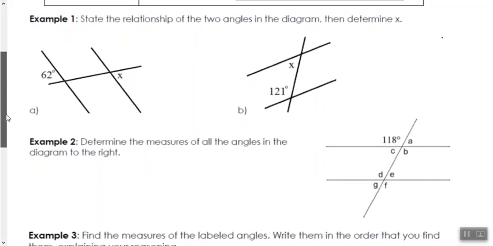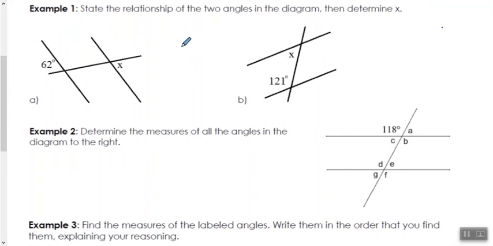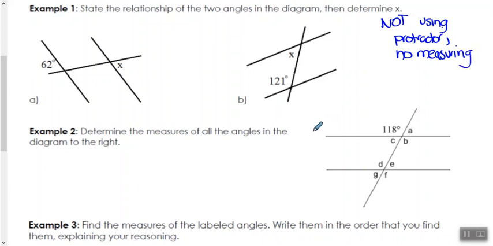So I'm getting into some examples where this is useful. Now, state the relationship of the two angles in the diagram that determine x. Keep in mind that you are not using your protractor for these. You are doing this without measuring, which is good because my drawings are not necessarily going to be to scale. You're going to be looking at the relationship and then seeing whether it's going to be equal or supplementary. So, taking a look at 62 and this x.